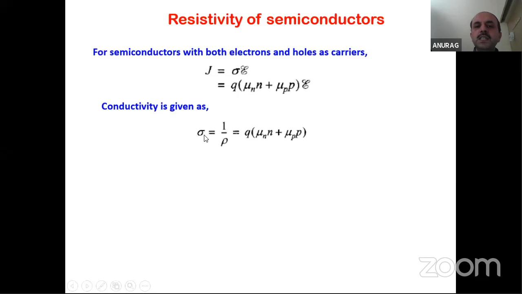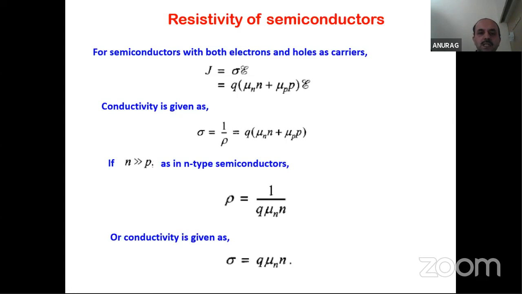And the conductivity is related to the resistivity as sigma is equal to 1 upon rho. So this is the relation: conductivity is the reciprocal of resistivity. But in semiconductors, the situation becomes a little bit simpler, since we have the law of mass action. What we have is the np product is equal to ni square. That I think most of you know.